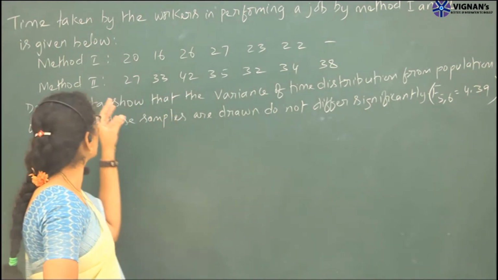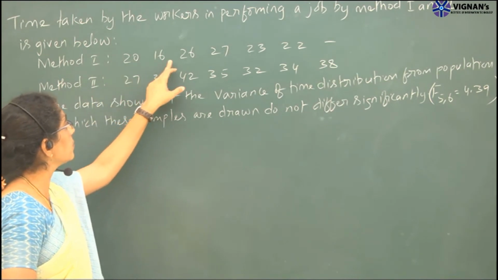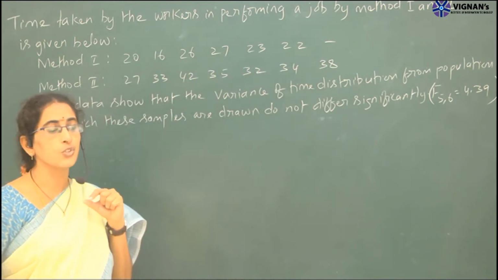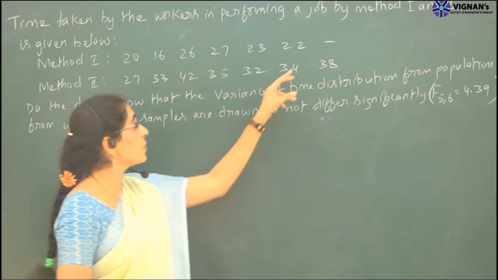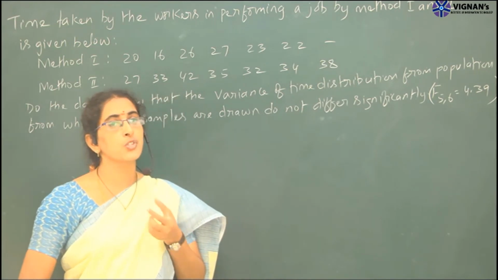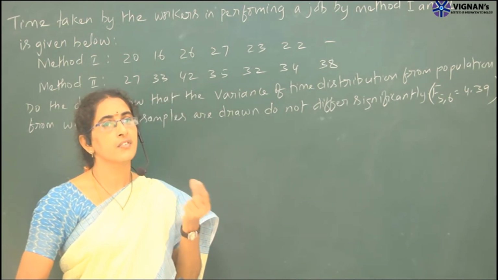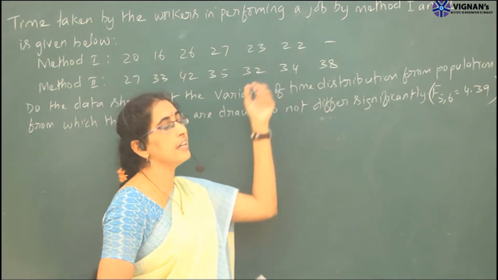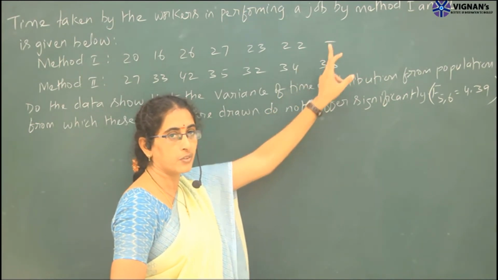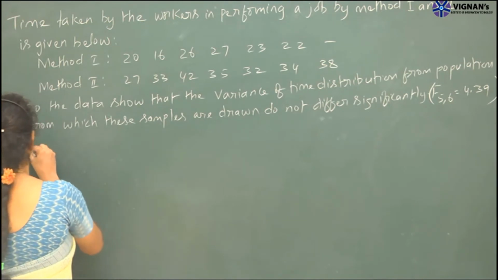Now here regarding method 1, there are 6 observations, and regarding method 2 we have 7 observations. Here I have taken a blank, because if you give the two methods in the calci at a time, it will take the first sample size as 7. That's why I have definitely given the blank. Okay. Now come to the solution.